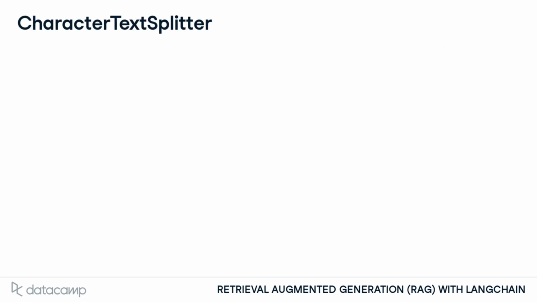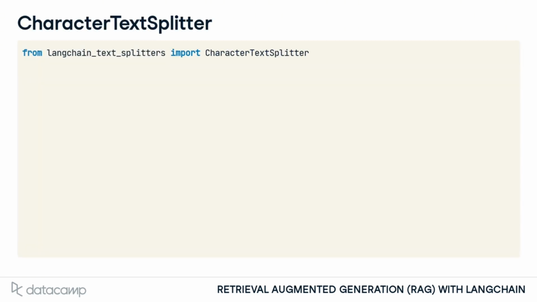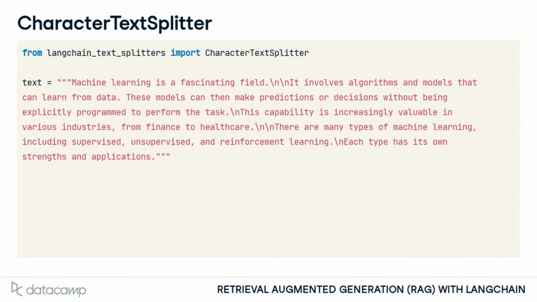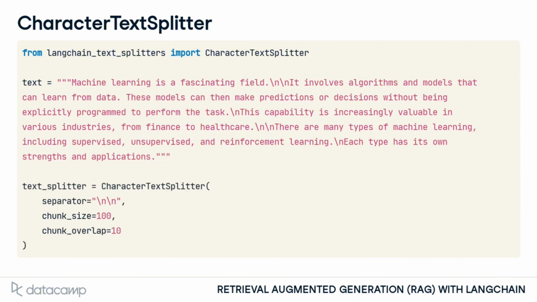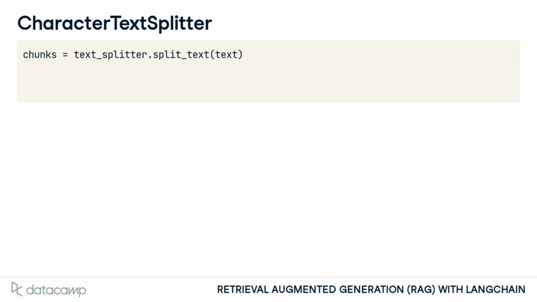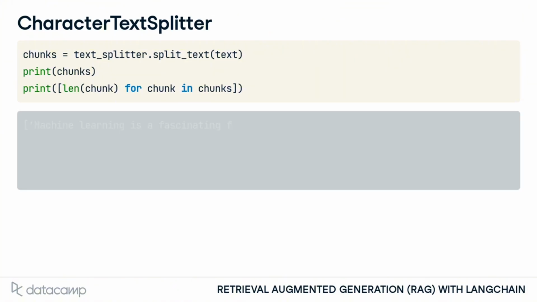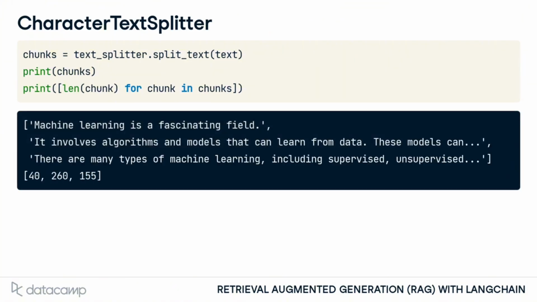Let's try our first splitting method, character text splitter, on this text string. First, instantiate a splitter using the class. We specify the separator to split on. In our case, it will split the text with each new paragraph with chunk size below 100 and 10 overlapping characters. To apply the splitter, call the .splitText method on the text. Let's view the chunks and their lengths, which we obtain using a list comprehension.